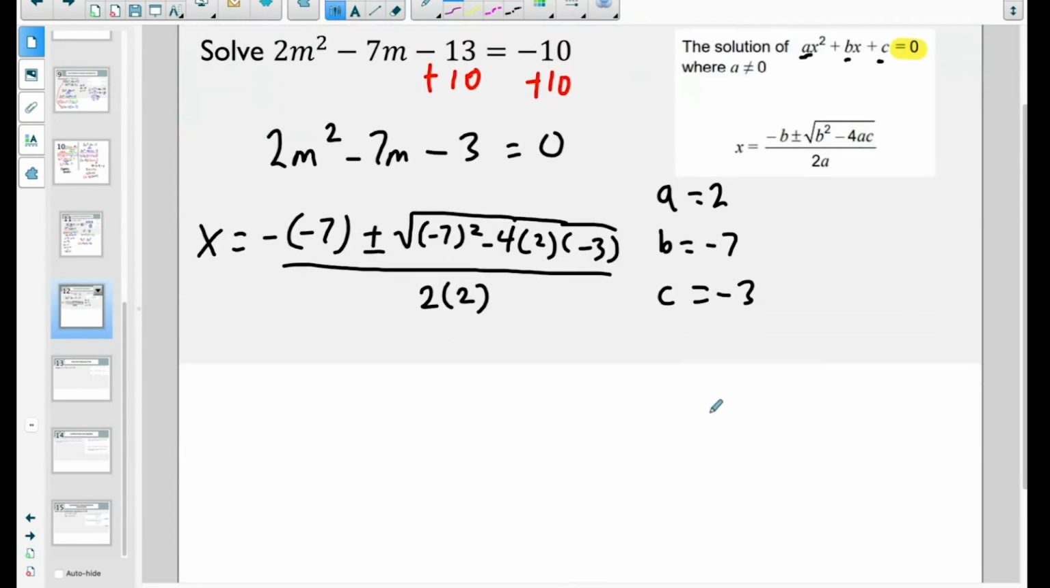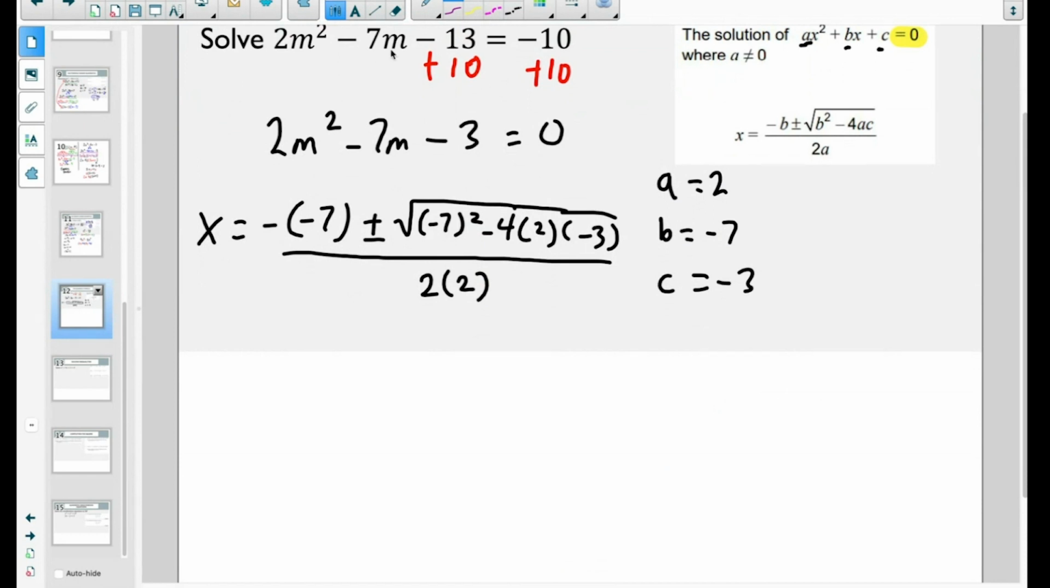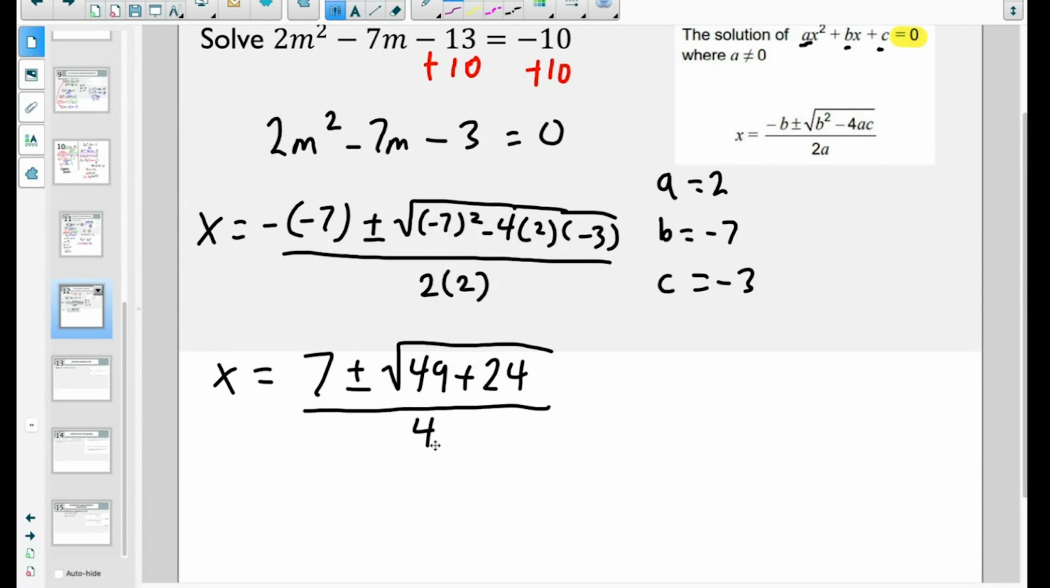Okay, so now that we've made that correction, let's make some simplifications. Negative 7 gives me a positive 7, and I'll have plus or minus the inside, negative 7 squared. That's negative 7 times negative 7, which gives me 49. And I'll have negative 4 times 2 is negative 8, and negative 8 times negative 3 is plus 24. And I'm dividing all of this by 2 times 2, which is just 4.